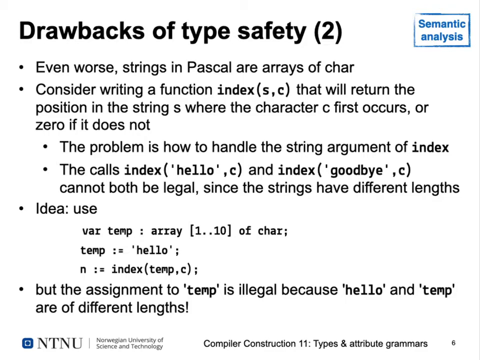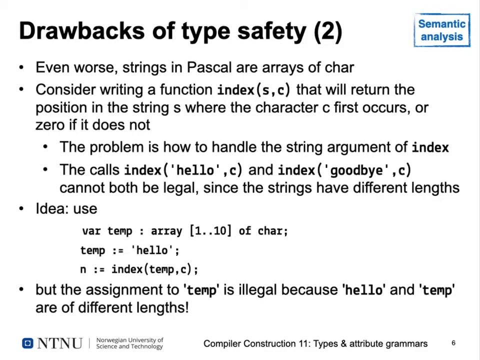But it gets even worse with standard Pascal, because strings in Pascal are declared as arrays of characters. So similar to C, but actually in a bit of a different way. So consider that we want to write a function index that takes two parameters, a string and a character. And this function should just return, if it's available, the index of this character C inside of the string we passed. So the first occurrence of the character C inside of the string S, or if character C is not part of a string S, we should just return a 0.